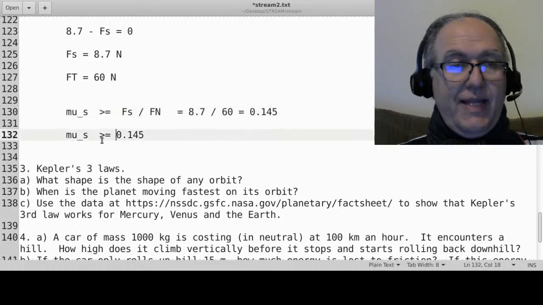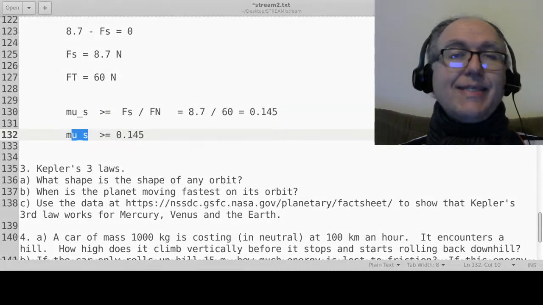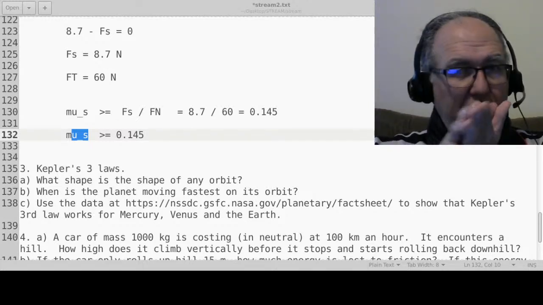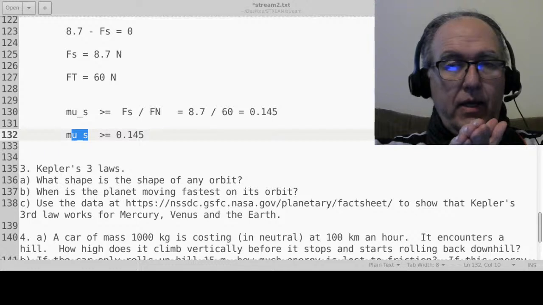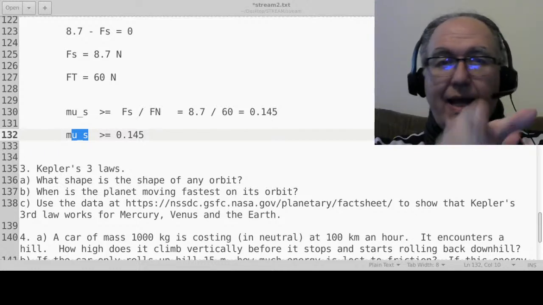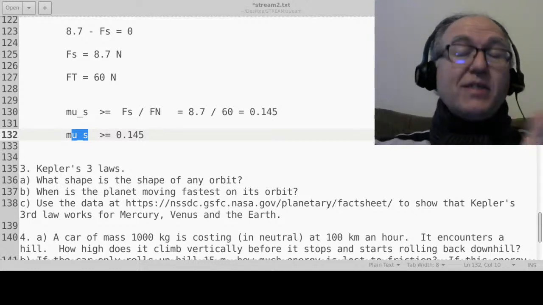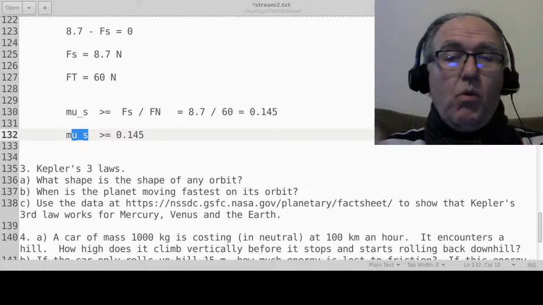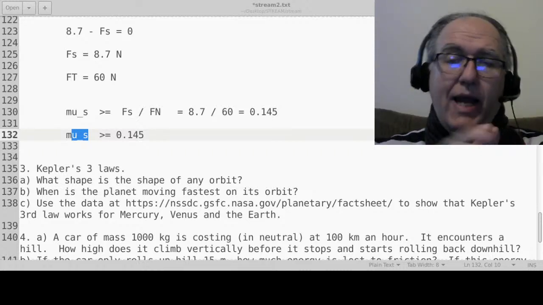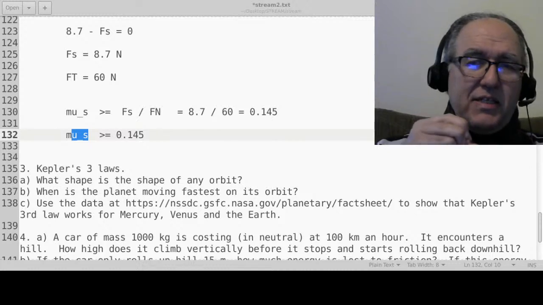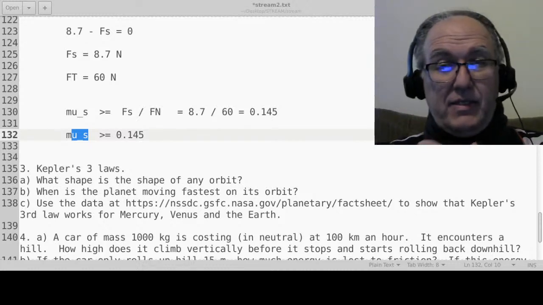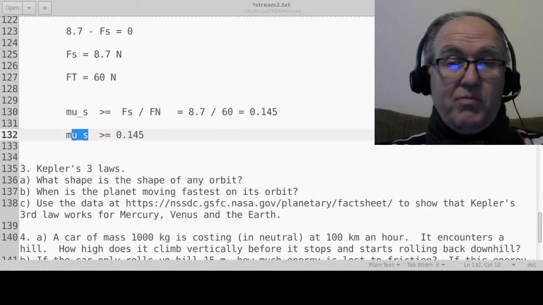Okay. And if you want to understand that, think of mu s as kind of like stickiness, how sticky the surfaces are. So they're sticky enough that they're not sliding. If it's sticky at that level, it doesn't slide. If it's twice as sticky, it still won't slide. If it's 1,000 times stickier, it won't slide. So it has to have a minimum stickiness for it not to slide, and anything above that stickiness is good enough to keep it from sliding.